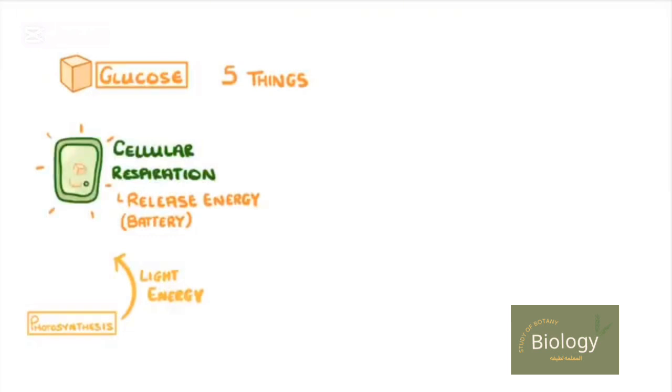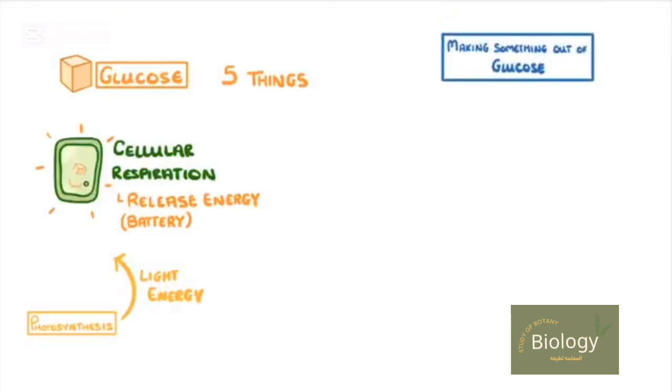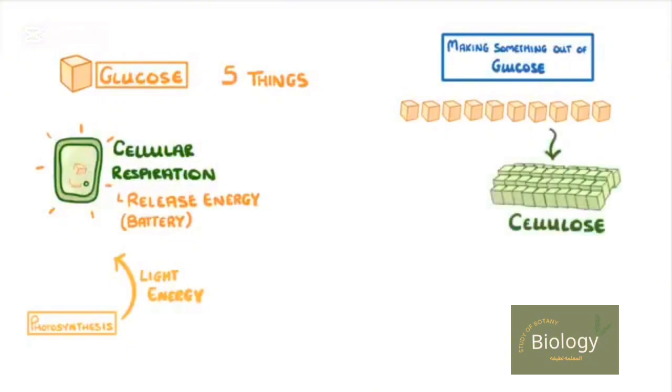The other 4 uses all involve making something out of glucose. For example, lots of glucose molecules can be combined to make cellulose, which is a complex carbohydrate that plants use to strengthen their cell walls.